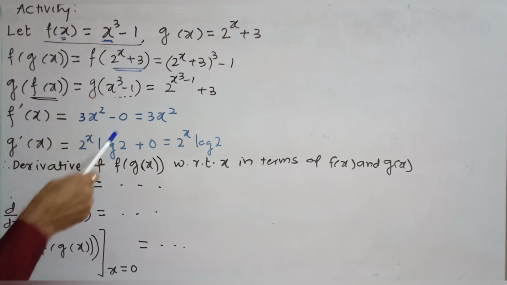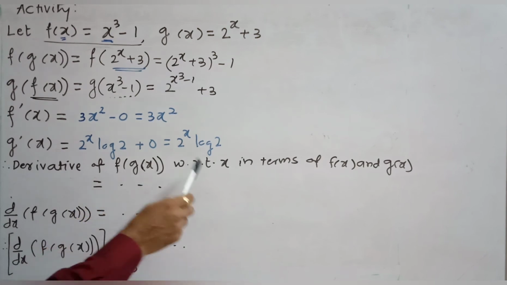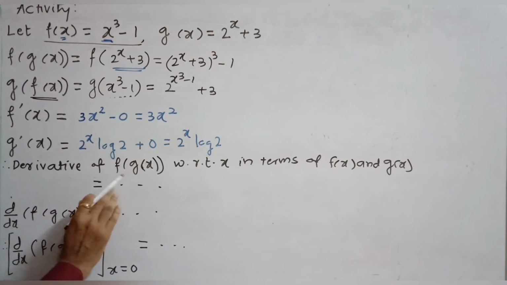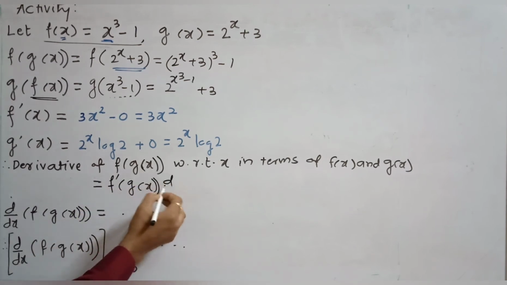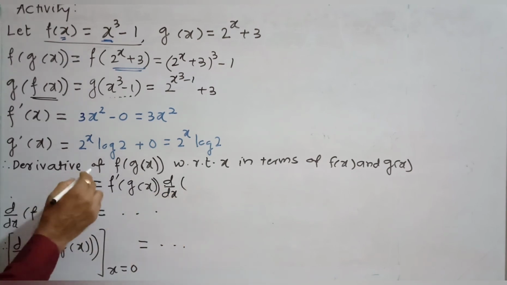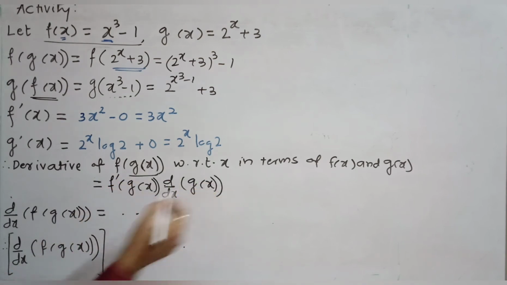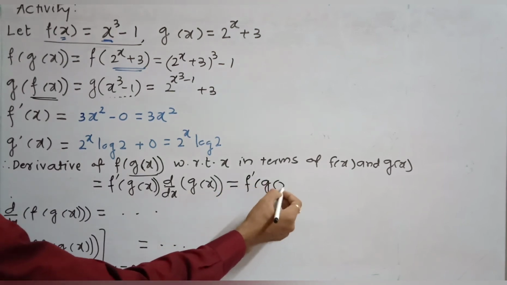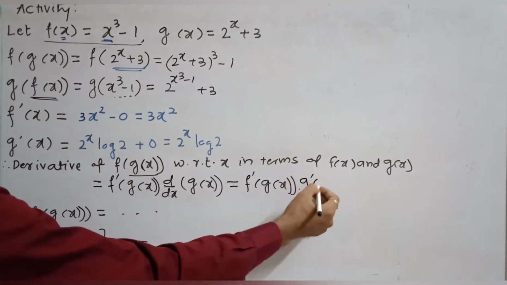So far we have filled up these 4 blanks. Then the next part, derivative of f of g of x with respect to x in terms of f of x and g of x. So basically they are asking you this. The derivative of f of g of x is f dash g of x to begin with, into d by dx of g of x. That means d by dx of f of g of x is f dash g of x into d by dx of g of x, which can be simplified a little bit further. f dash g of x into d by dx of g of x is g dash x.